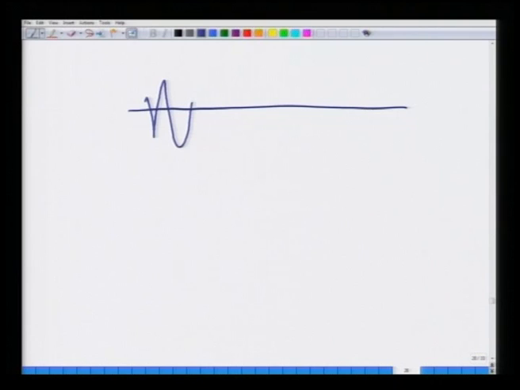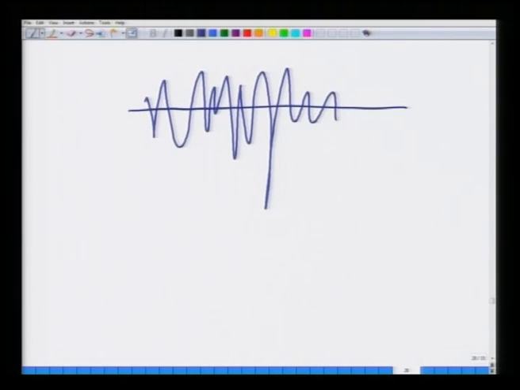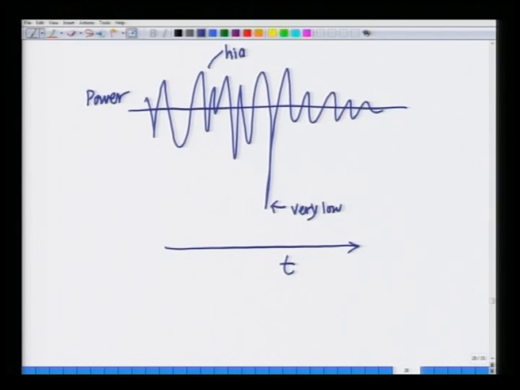So, if you plot the signal quality versus time, it will look as some curve where, for instance, this is the power and this is the time. So, the signal power is varying in time. For instance, here it is very low, here it is probably high, and so on, and this variation in the signal power is known as fading.